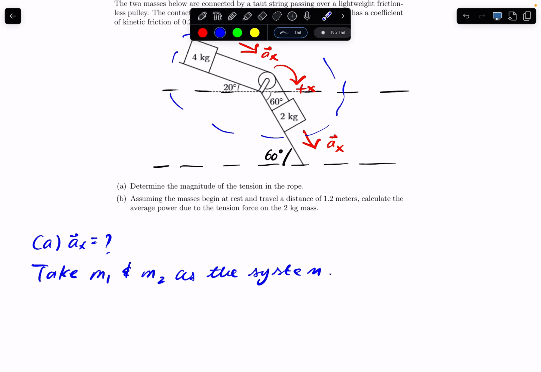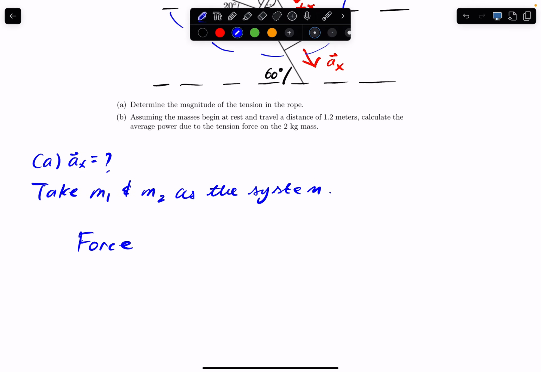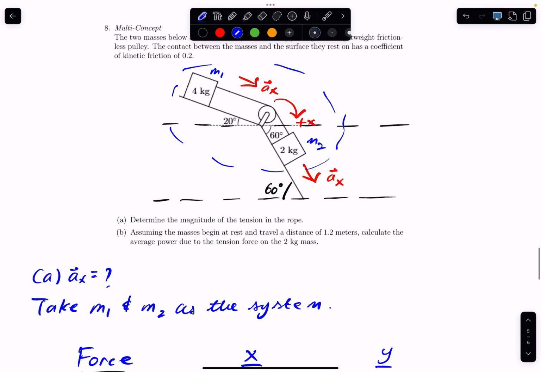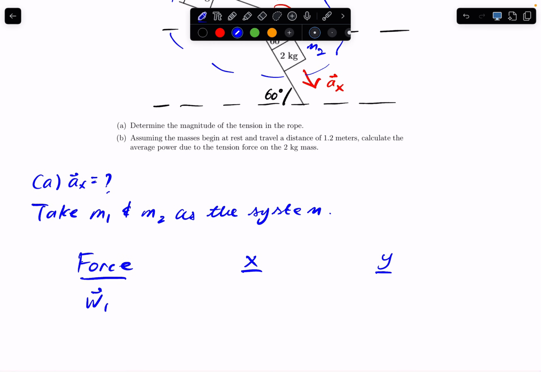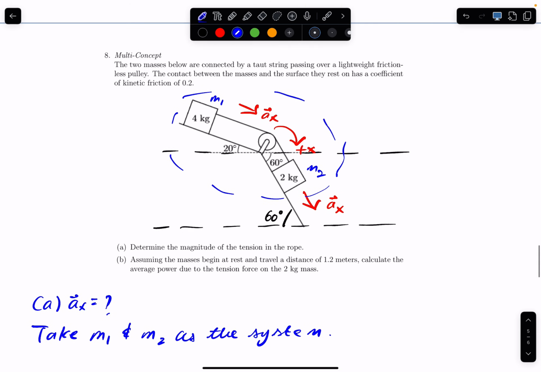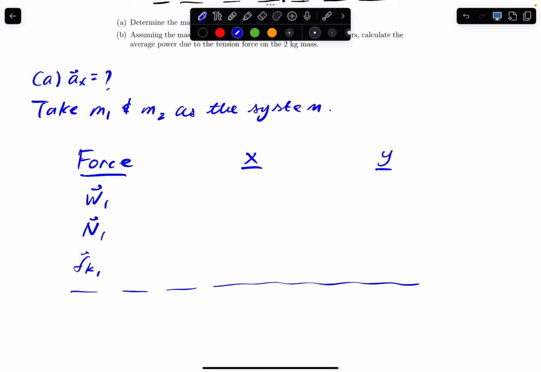Okay, that's good. What other forces, and let's do a force table for this one. What other forces are acting on the two blocks? Let's call the 4 kg M1 and the 2 kg M2. Let's start with M1 first. What forces are acting on M1? Weight. So W1. What else? Normal force on M1. What else? Friction, right? Fk of 1. That first part makes sense? All right, so this is for block 1 or M1.